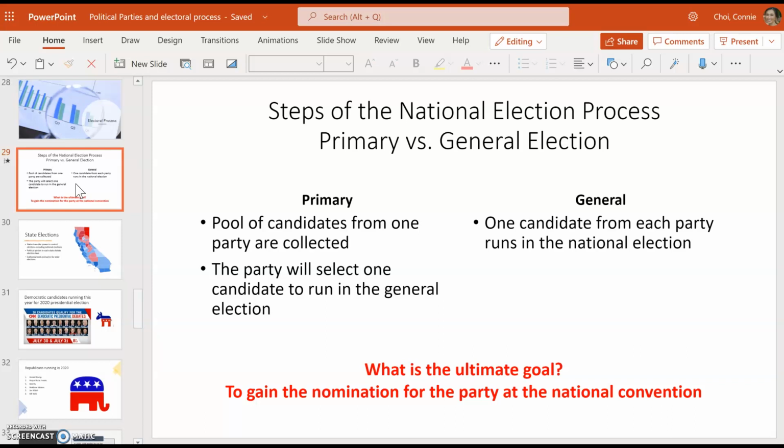Well, this first step is done through a primary process. And the person who is the winner from the primary process then goes on to become the Democratic candidate who will run against Donald Trump for the 2020 election. In this case, we know that was Joe Biden. Well, let's go ahead and just take a look at how that happened.